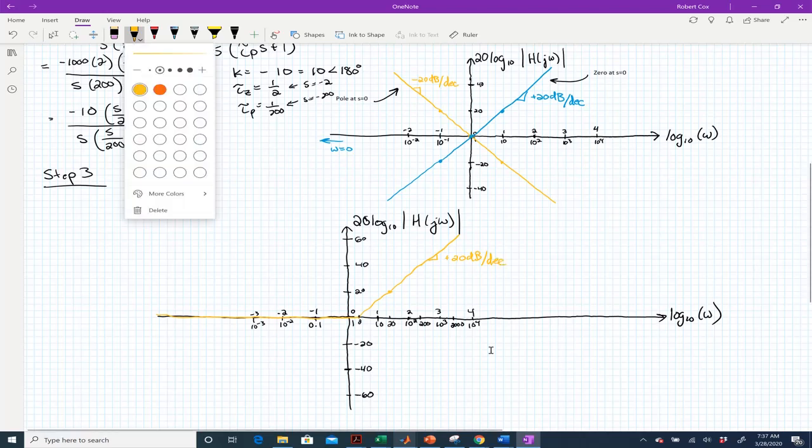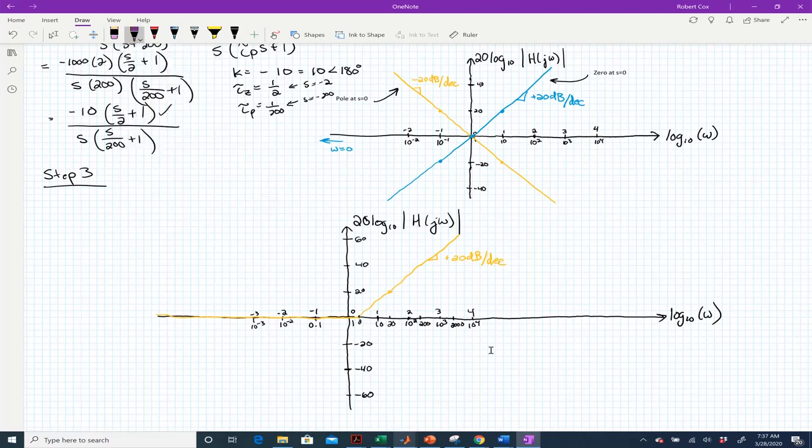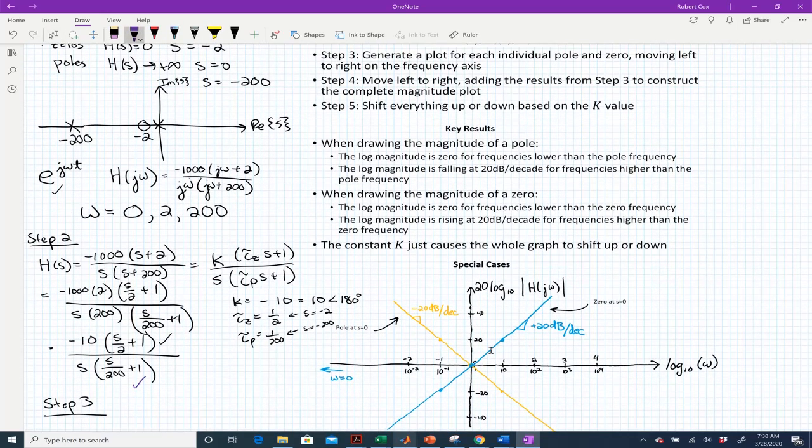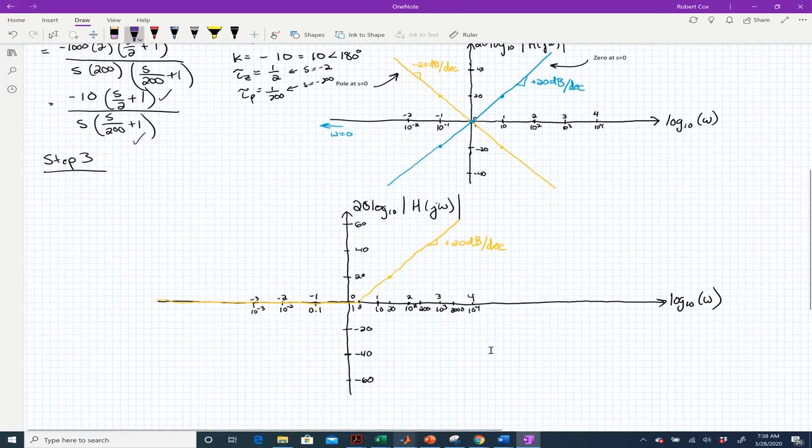Now I'm going to move to my first pole, the pole that exists at 200 radians per second. For a pole, same thing: my magnitude is 0 for frequencies lower than the pole and then falls at 20 dB per decade for everything after. So I'm going to be flat, and then at 200, I'm going to start to fall. Since I fall at 20 dB per decade, from 200 to 2000, 1 decade, I'm going to fall 20 dB.